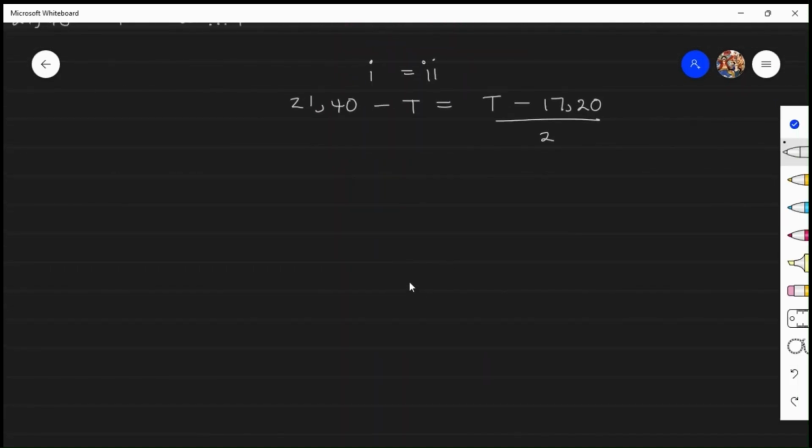So let us now solve for t. What we can do here is cross multiply. So we'll multiply the 2 on the left side. That is going to give me 42,8 minus 2t is equal to t minus 17,2. I'm then going to move everything that has t in it to the left side and everything that is a constant to the right.